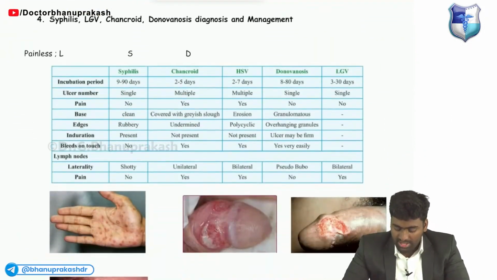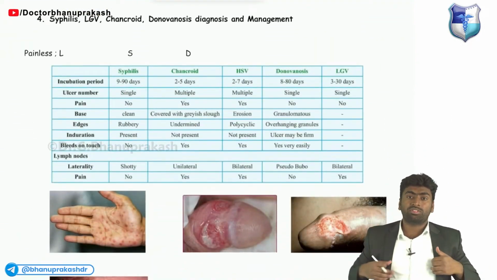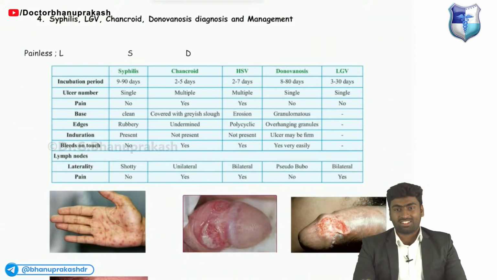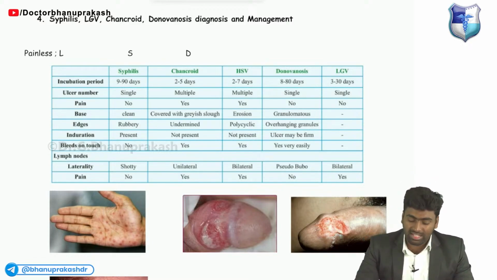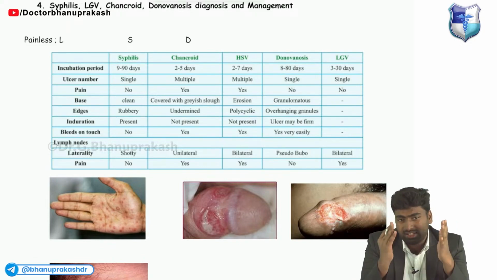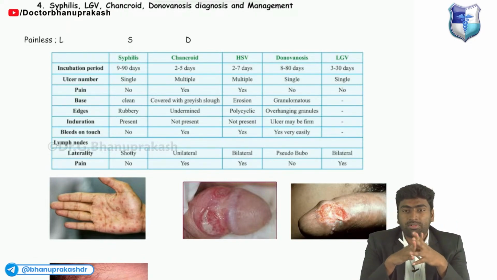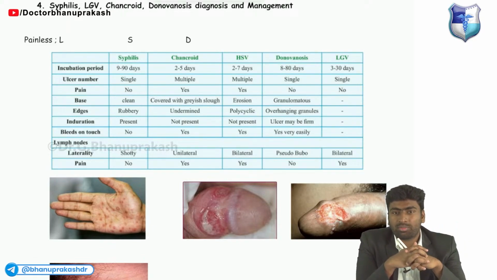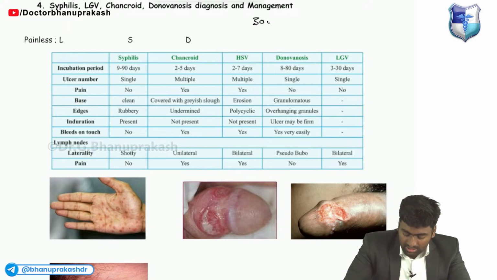Okay. Then we'll move on to the part where we discuss sexually transmitted diseases and the ulcers. You need to try to differentiate. What is the first differentiating factor? In the question, it will be mentioned there is a 30-year-old male who is a truck driver by profession, and he had a recent unprotected sexual intercourse.